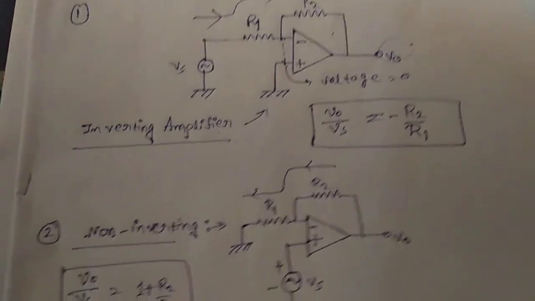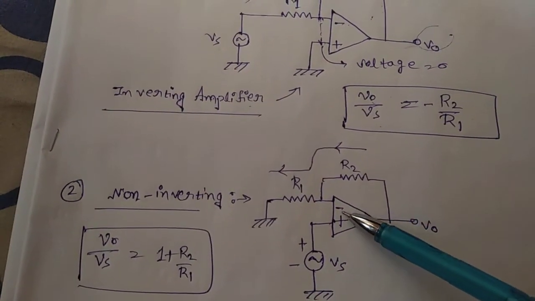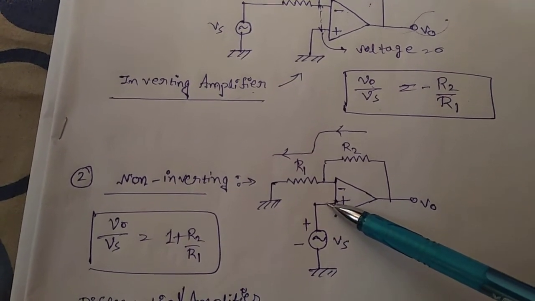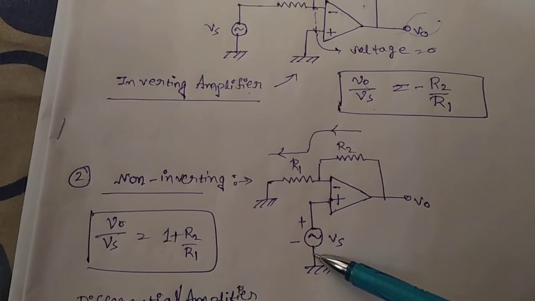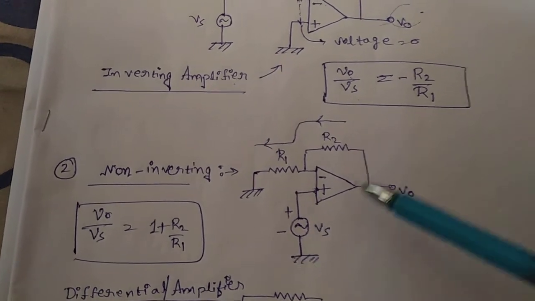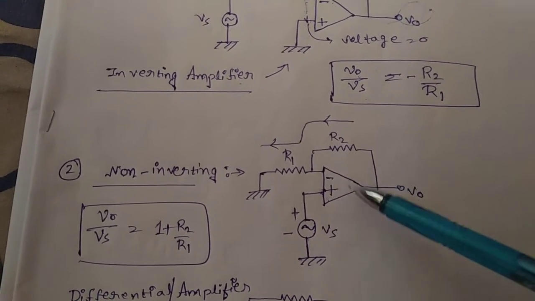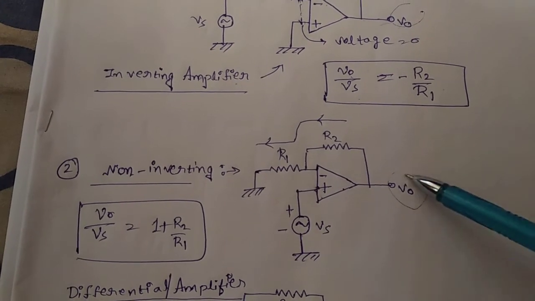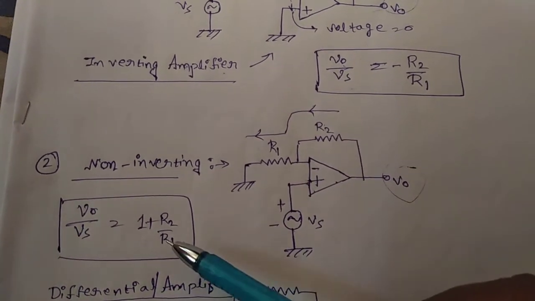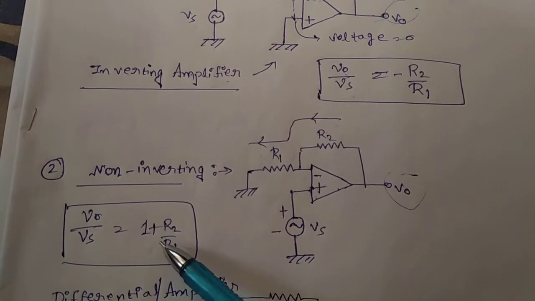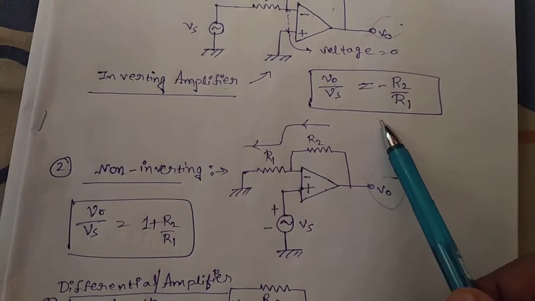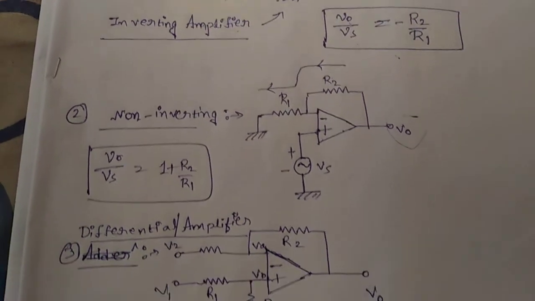Okay, next coming to the non-inverting amplifier. Here you know that this is the inverting end and this is the non-inverting end. If you give an input voltage along the non-inverting end, then it turns into a non-inverting amplifier. Here I have given a non-inverting input voltage Vs along the non-inverting end. There is an output voltage V0, an inverting resistance R1 and a feedback resistance R2. Then you can get V0 by Vs equals 1 plus R2 by R1. Guys, please remember this formula. These are very important for solving the problems of OpAmp.